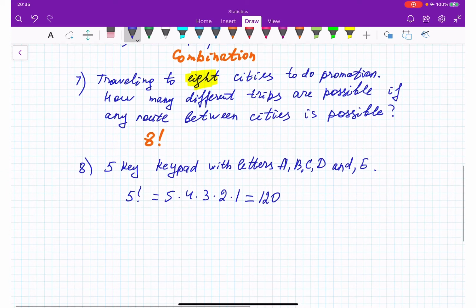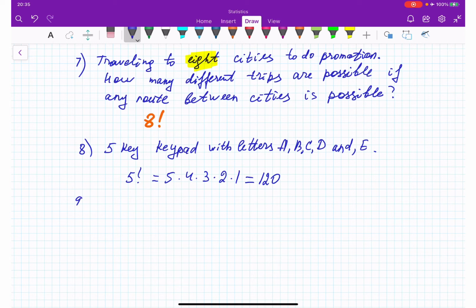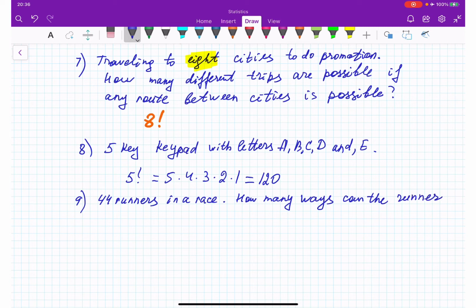Question number 9. There are 44 runners in a race. How many ways can the runners finish first, second, and third?